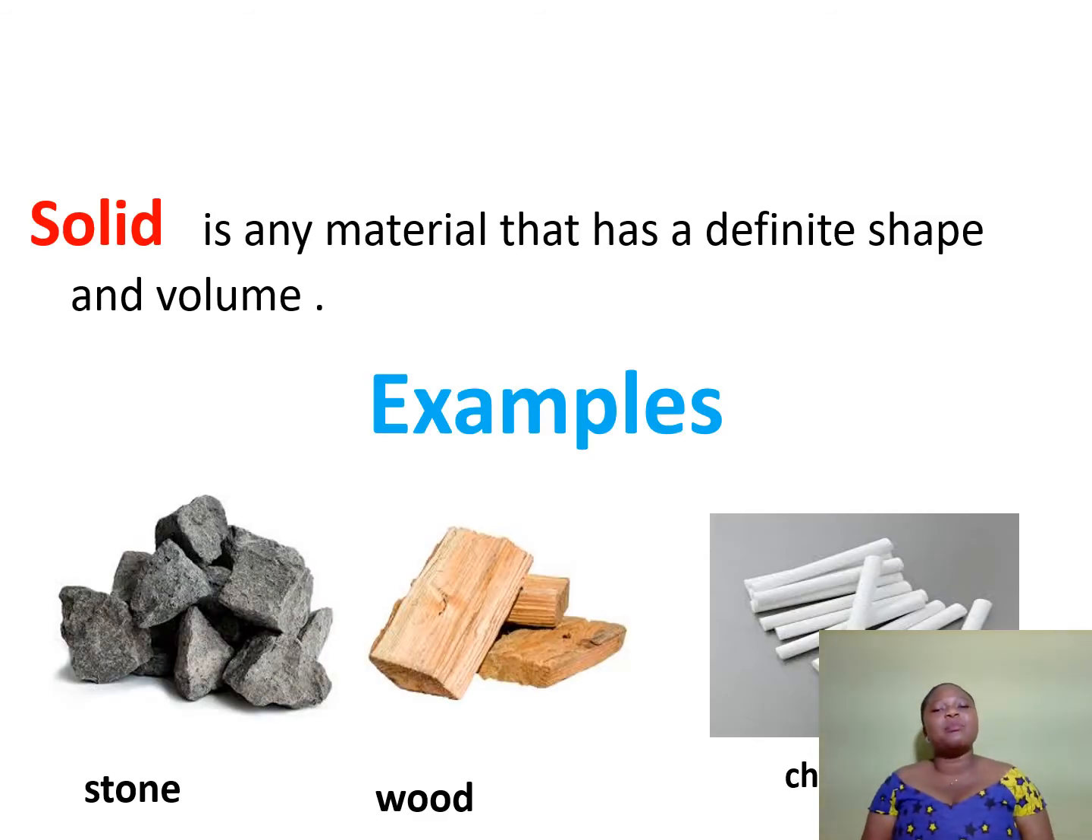We said solid is any material that has a definite shape and volume. In our previous lesson, we learned about materials, and we gave some examples of materials. I hope you can remember that. We said solid is any material that has a definite shape and a volume. So can you give me some examples of any solid thing you know?